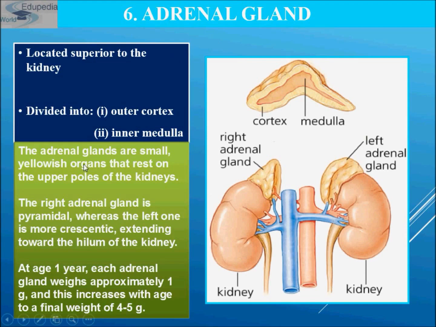So adrenal glands are small, yellowish organs that rest on the upper poles of the kidney, as you can see here. Okay, the right adrenal gland is pyramidal in shape, whereas the left one is more crescentic, extending towards the hilum of the kidney. See, this is the hilum part of the kidney. So it extends towards the hilum, whereas this right adrenal gland is situated on the pole of the kidney. It is not extending towards the hilum of the kidney.